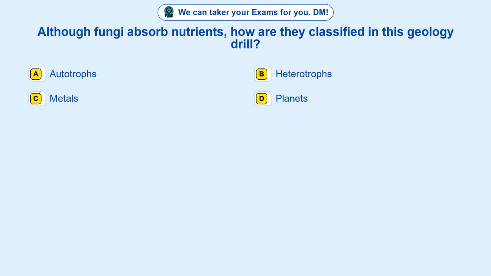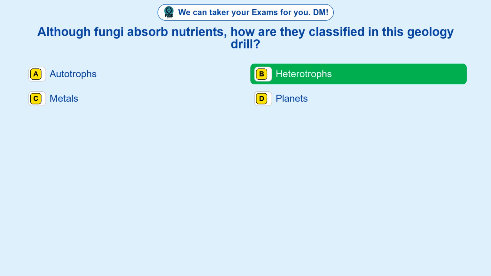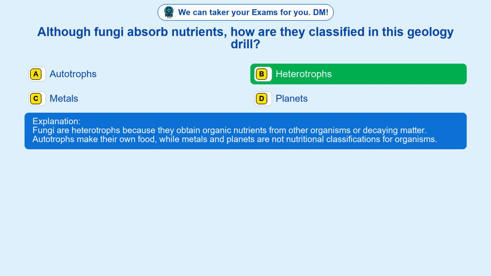Question 21. Although fungi absorb nutrients, how are they classified in this geology drill? Option A. Autotrophs. Option B. Heterotrophs. Option C. Metals. Option D. Planets. The correct answer is option B. Heterotrophs. Fungi are heterotrophs because they obtain organic nutrients from other organisms or decaying matter. Autotrophs make their own food, while metals and planets are not nutritional classifications for organisms.